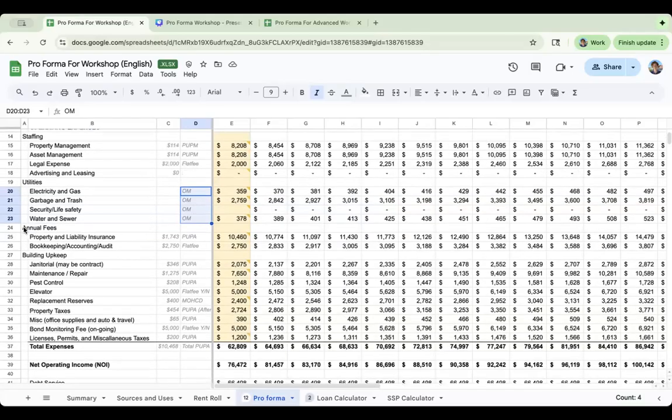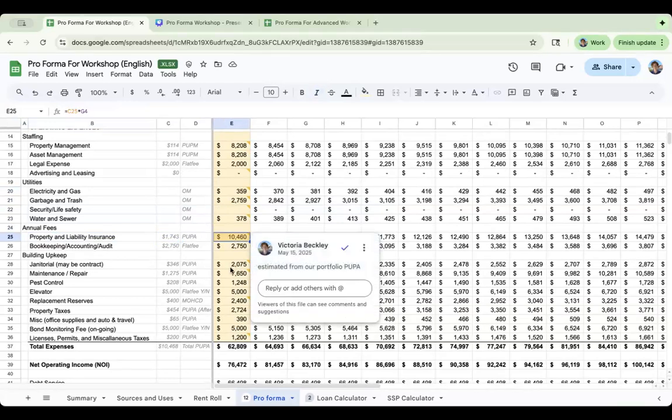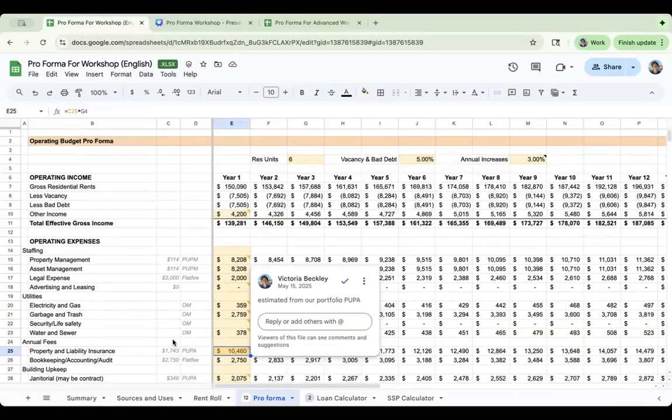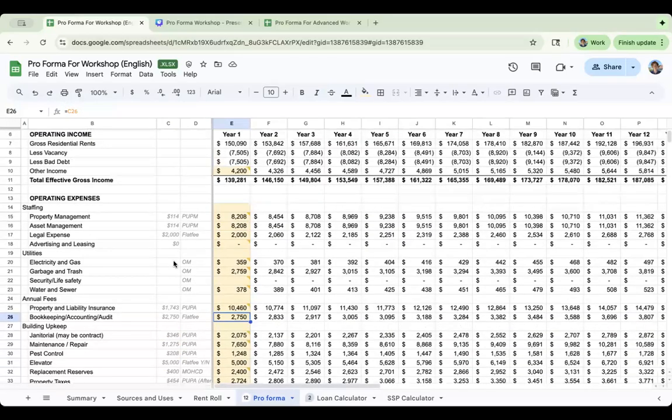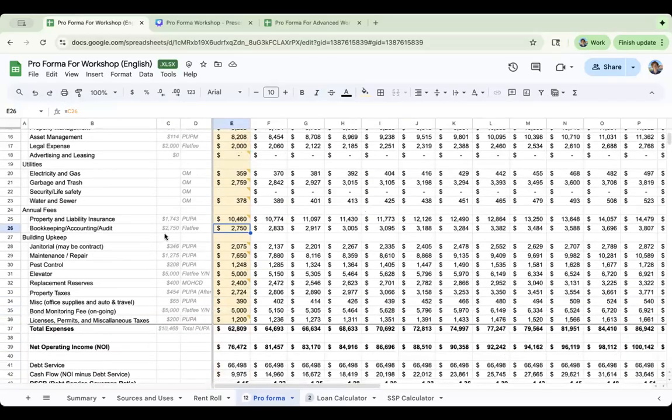All right, annual fees, property and liability insurance. Yeah, that's huge. So right now, our typical unit is costing us $1,700 a year in property insurance. And so you can just see this number simply takes that number, multiplies it by the number of units, and gives us 10,000 a year for that. Cool. Bookkeeping and auditing.